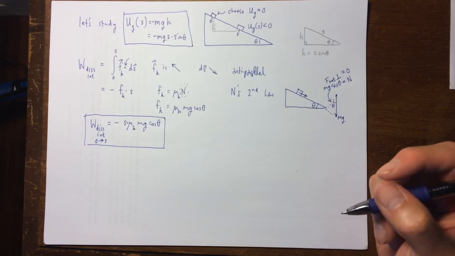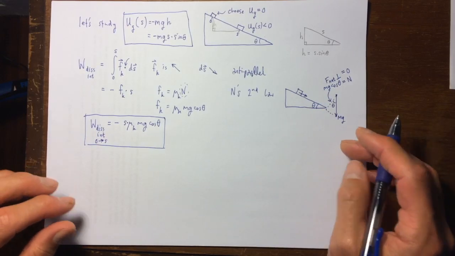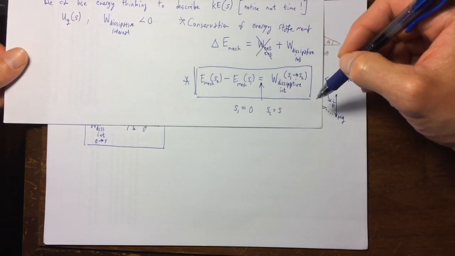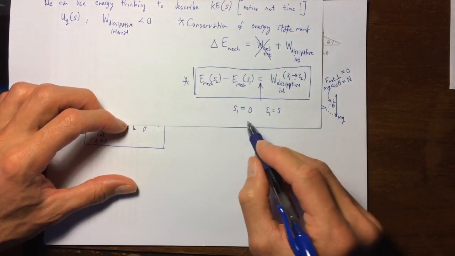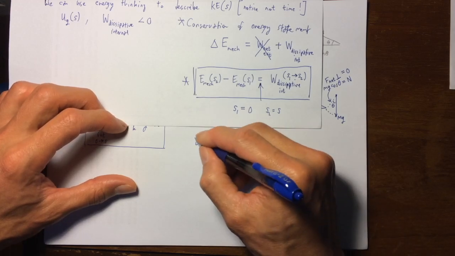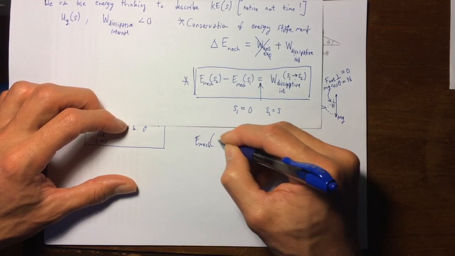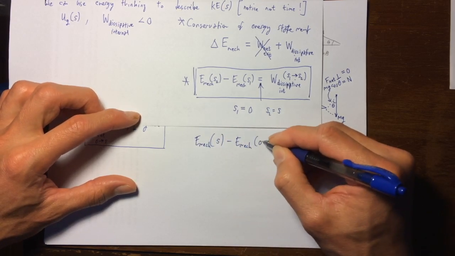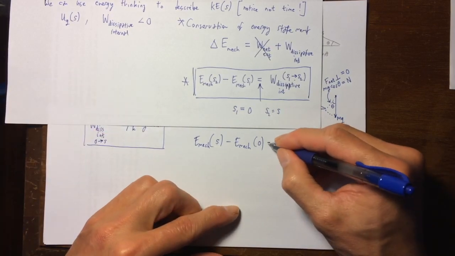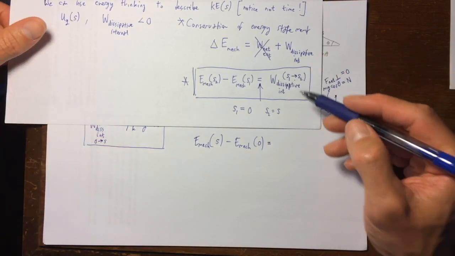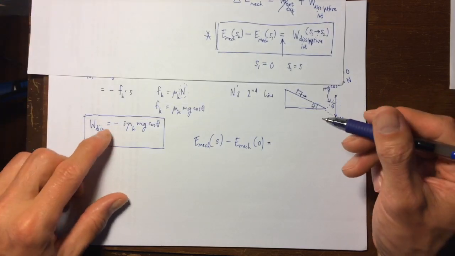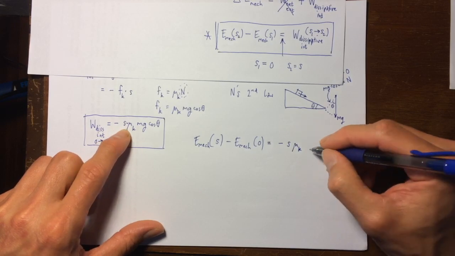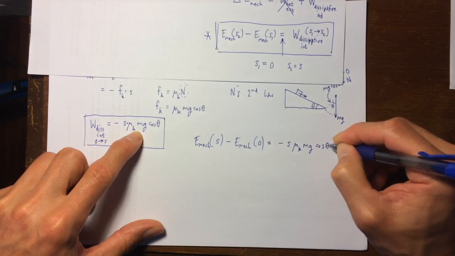So it goes from 0 to S, right? So I can go and fill in this conservation of energy statement. So instead of S1 to S2, I'm going from 0 to S. So I'll say that the mechanical energy at S minus the mechanical energy initial at 0 is equal to this dissipative force from 0 to S, the dissipative energy, and its value is minus S times mu_k mg cosine theta.